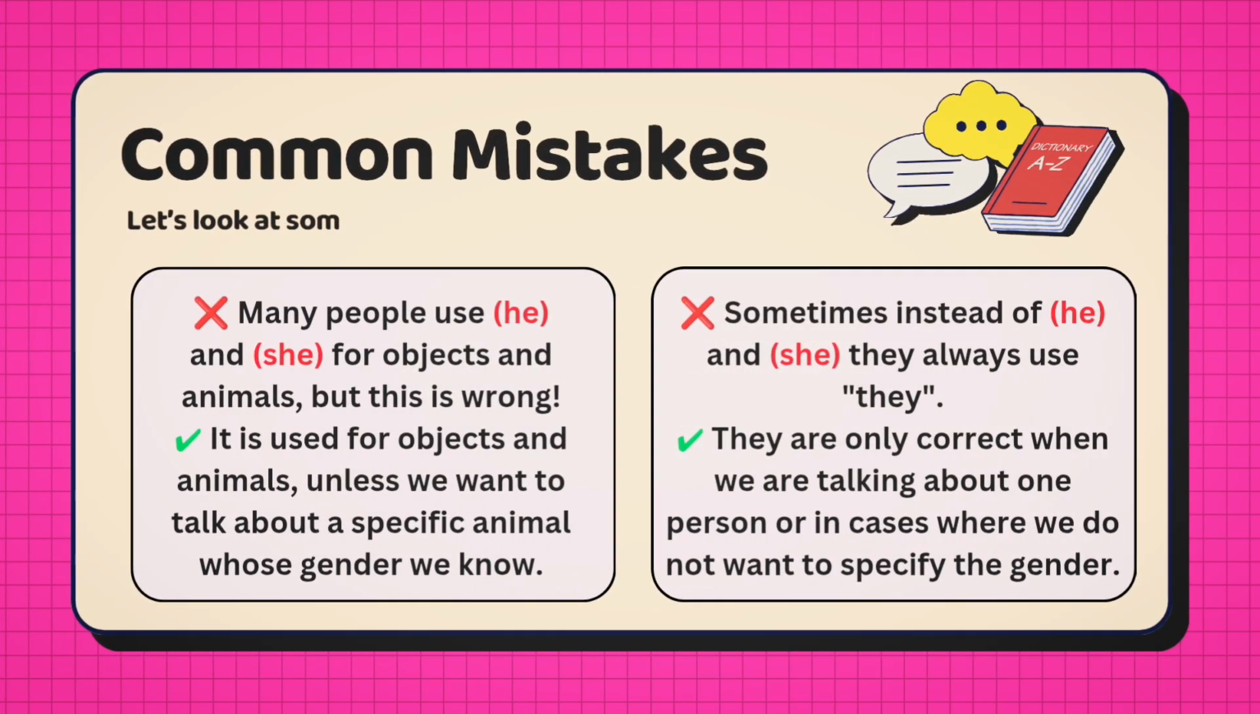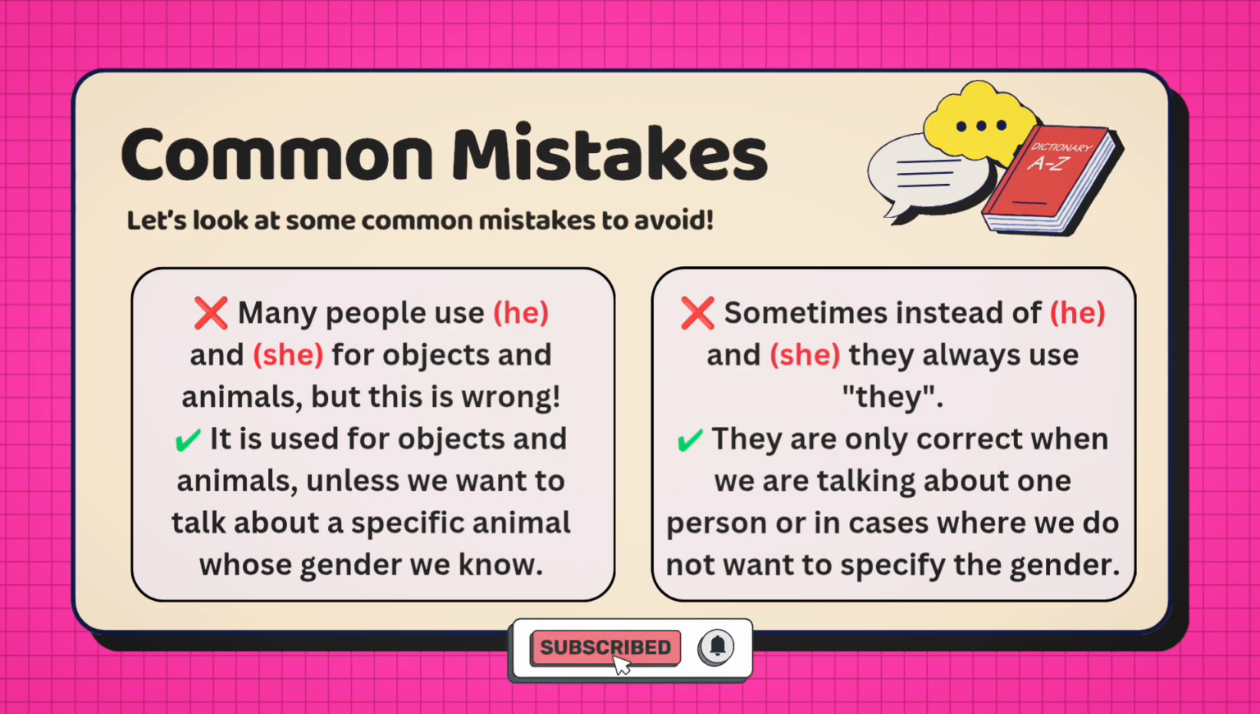Common mistakes. Let's look at some common mistakes to avoid. Many people use he and she for objects and animals, but this is wrong. It is used for objects and animals, unless we want to talk about a specific animal whose gender we know. Sometimes, instead of he and she, they always use they. They is only correct when we are talking about more than one person or in cases where we do not want to specify the gender.